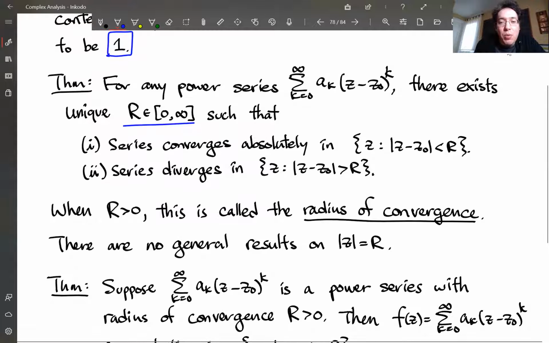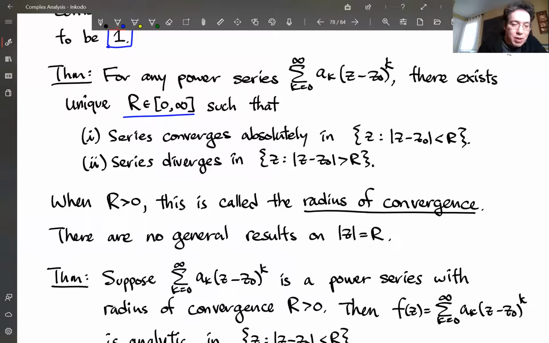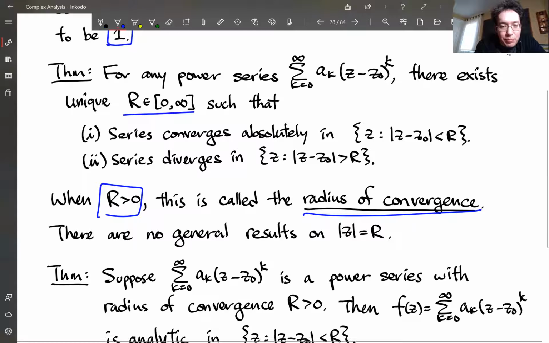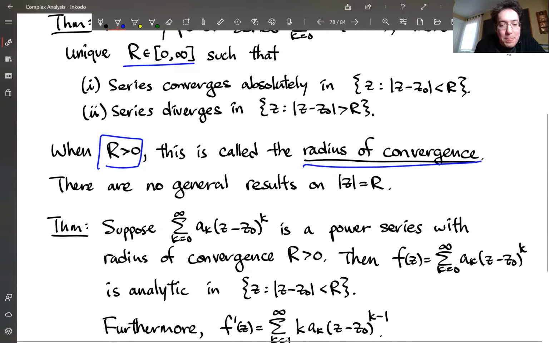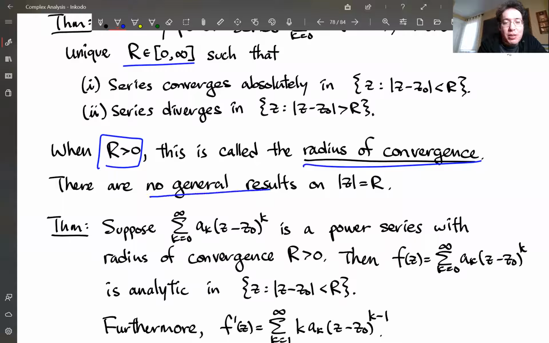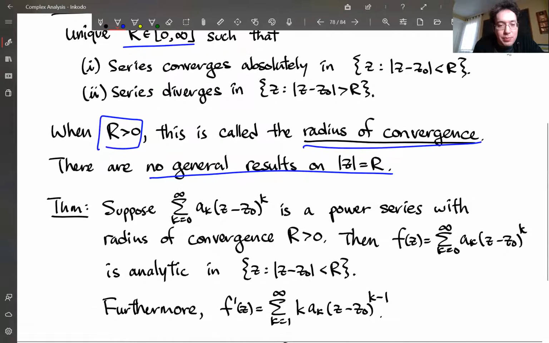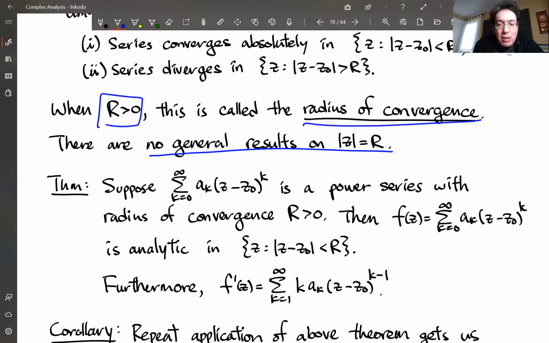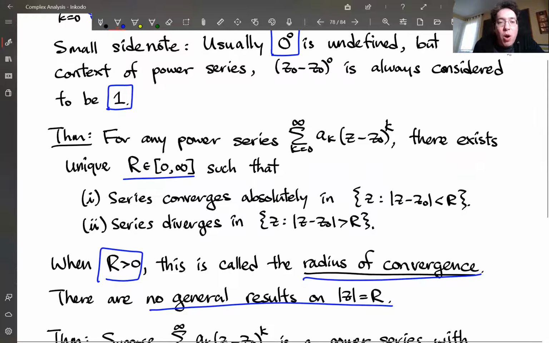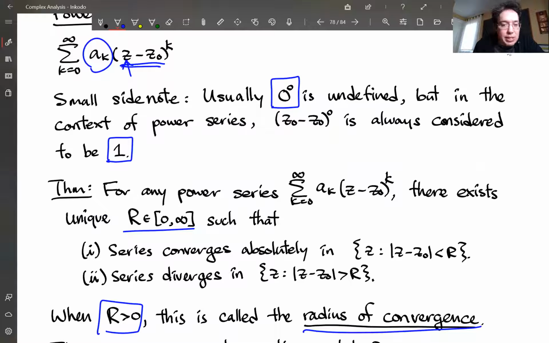So if you find this r, and if this r happened to be positive, so it converges for some disk, then we say that this is the radius of convergence. And I guess I said this already, but there are no general results for modulus exactly equal to r. So it could converge, it doesn't have to converge. So these power series always converge inside of a disk.